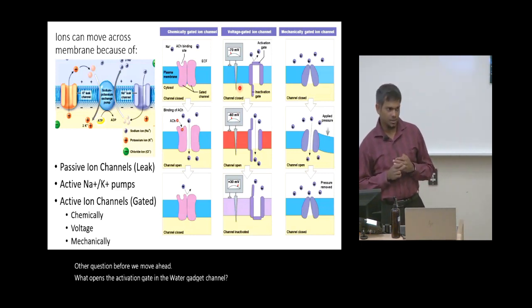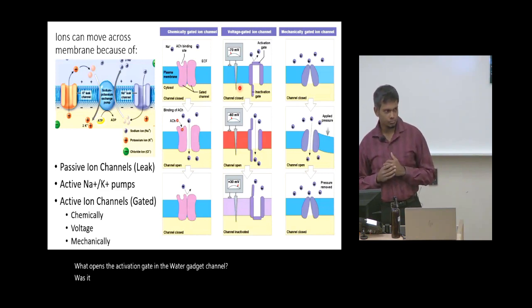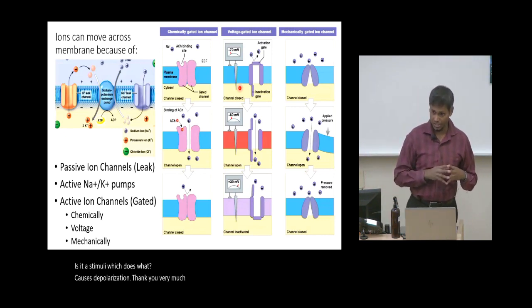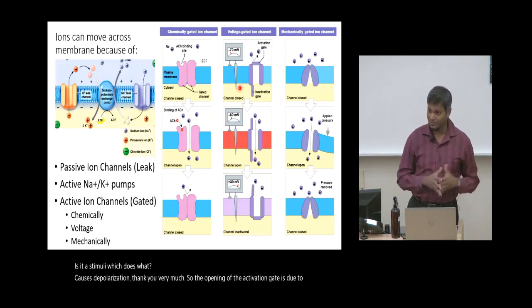What is it? A stimulus which does what? Which causes depolarization. Thank you very much. So the opening of the activation gate is due to depolarization in the close by vicinity.